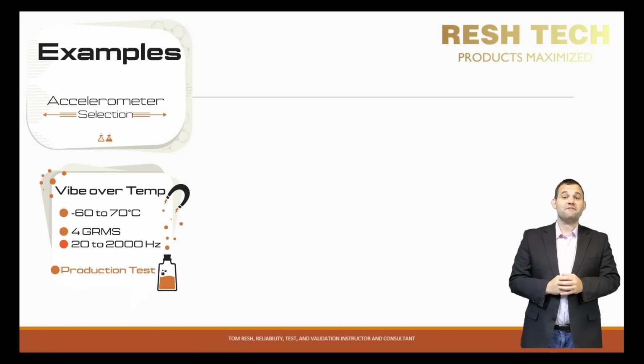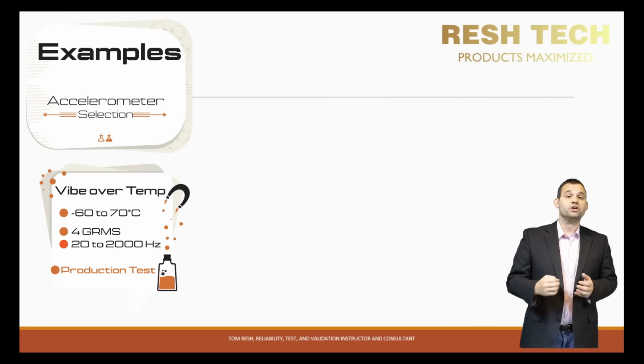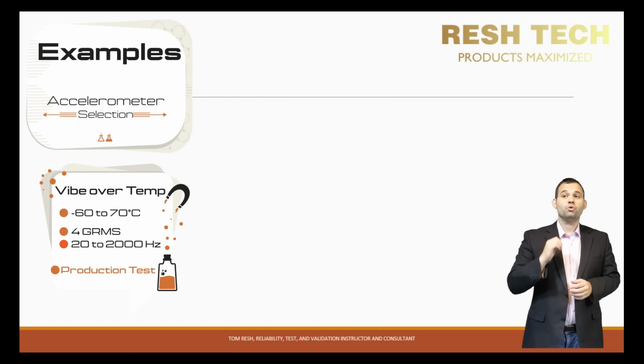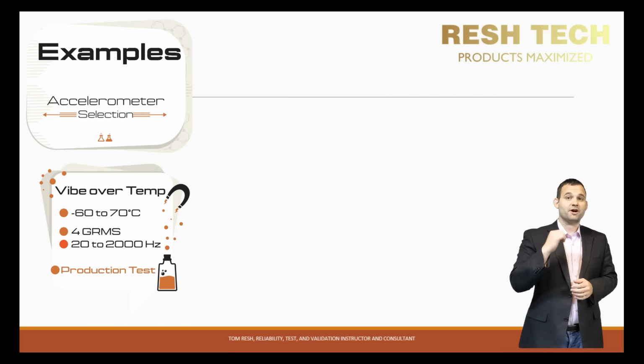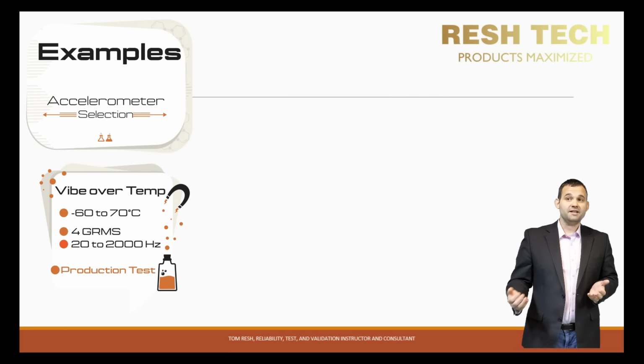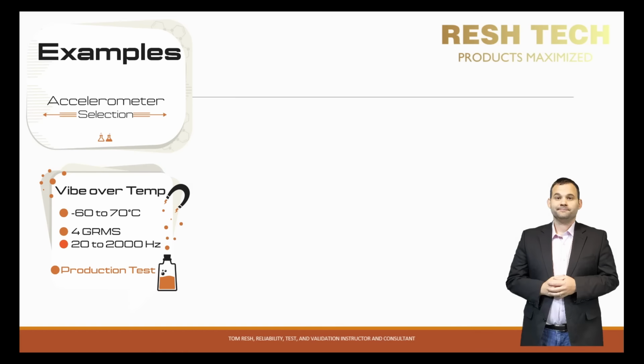This time we are going to run a vibration over temperature test with a temperature range of minus 60 degrees Celsius to positive 70 degrees Celsius. The GRMS for the random vibration test is 4 GRMS. The frequency range is from 20 Hz to 2000 Hz. The accelerometer will be attached to bare metal. Keep that in mind for later. This test is a production test that will run a production system as part of an ESS or environmental stress screening process. Again, if you have no clue what I'm talking about, watch my video on vibration testing.